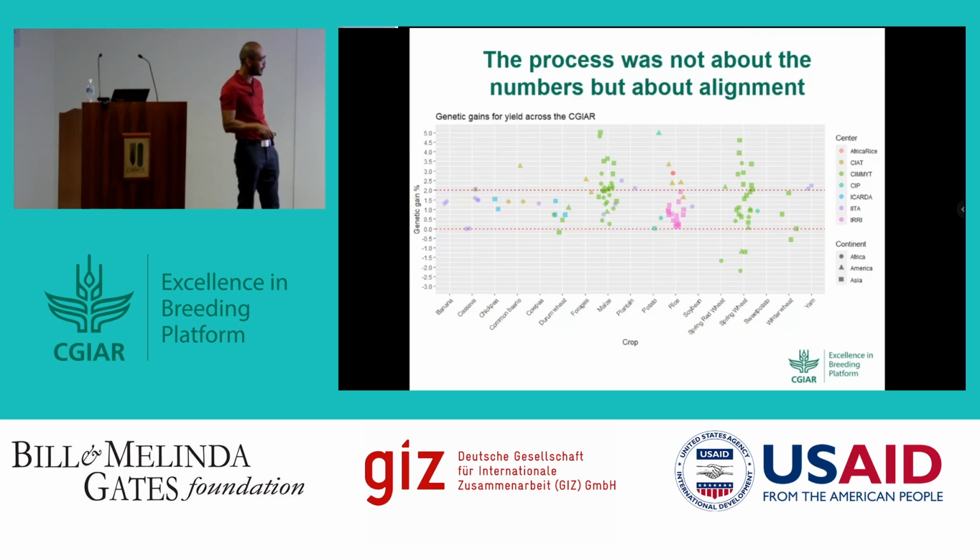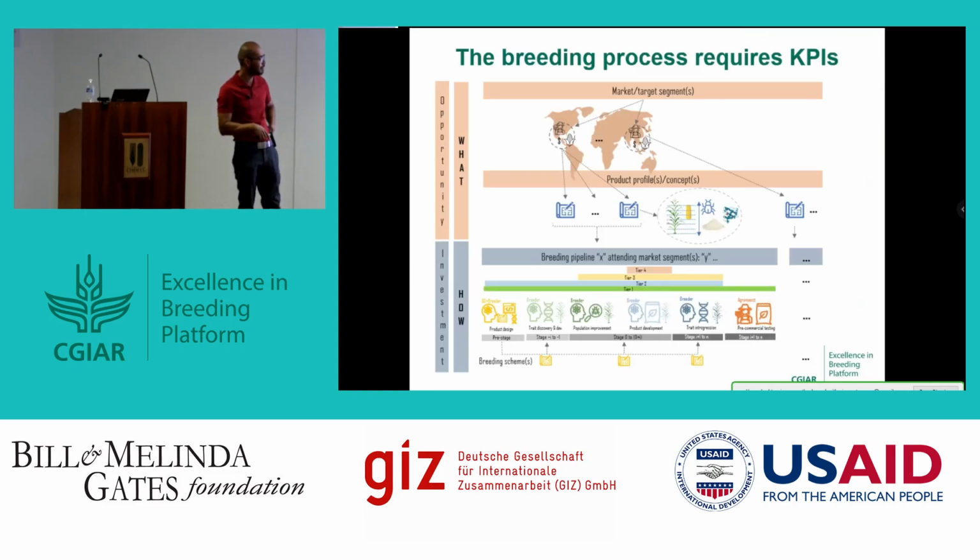But it was actually curious that almost nobody reported negative genetic gains. I think there was only wheat. So that brings us to the idea that this exercise was not about the numbers, right? It was mostly about being aligned, showing that we can standardize. So you don't have to worry about being honest if something doesn't look that good. This was not going to be used against you.